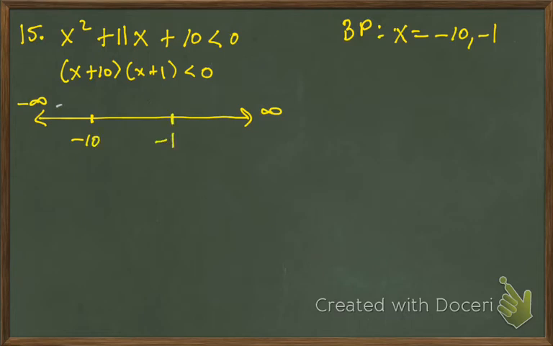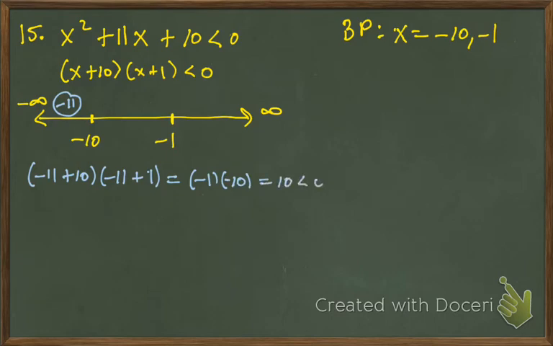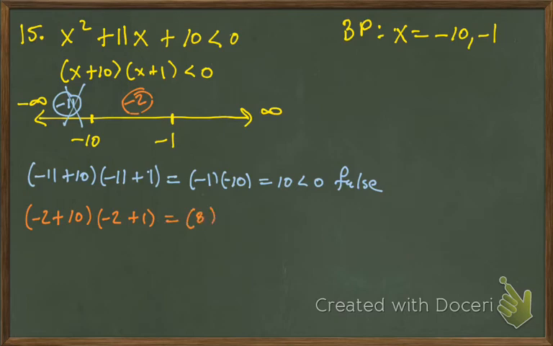Anyways, so let's put our boundary points in. And we'll test -11. We'll just throw it into, I like to put it in the factored version here because it's a little bit easier to do the computations. Okay, and to get -1 and -10, the inequality wants less than 0. That's false. So we'll throw that one out. We'll test -2 and do the same thing. Just run it through our inequality, and we're looking for, does it satisfy the inequality or not? Okay, so 8 times -1 is -8. That's less than 0, so that's true.